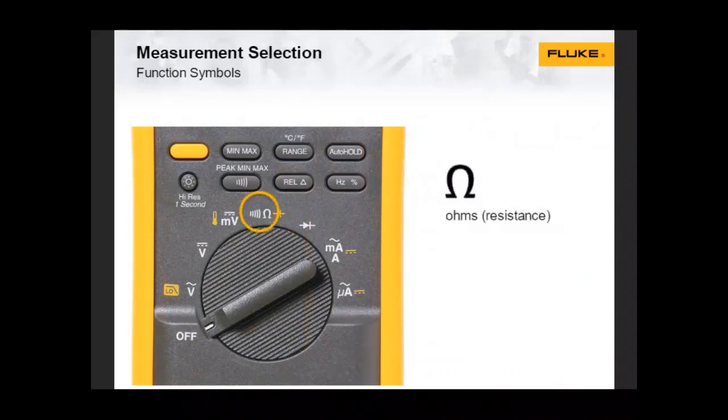The symbol for ohms is the Greek letter omega, indicating resistance. Resistance measurements tell us about the state of a circuit path or the value of a component. The same switch position typically includes the continuity symbol, which looks like a series of sound waves because the multimeter provides audible feedback when continuity is detected. The beep is especially helpful because you can hear the result without looking at the multimeter display. The measurement of low resistance indicates continuity, which means that current can easily flow through that path.